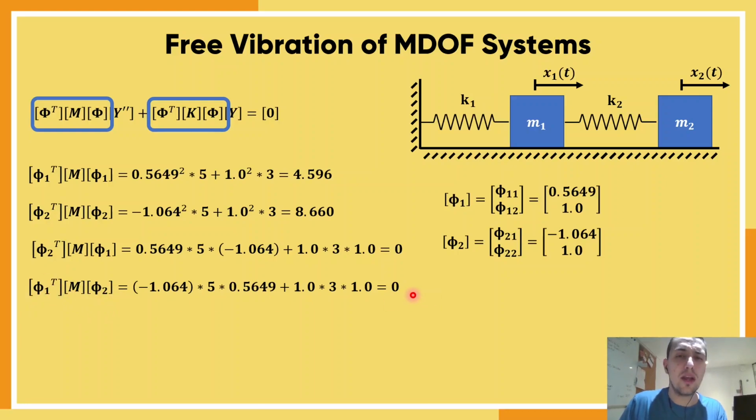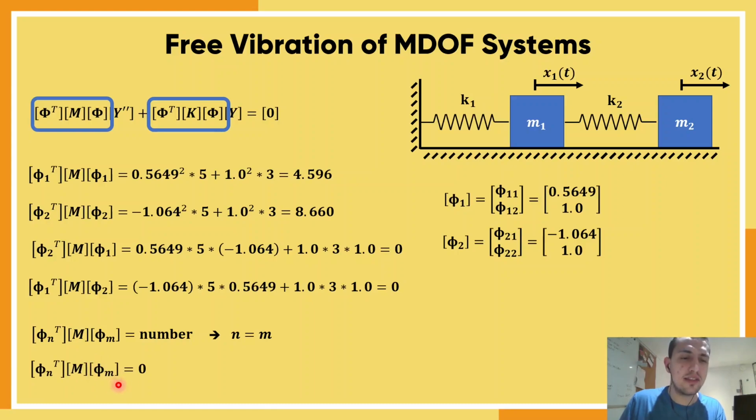So in summary, if we do a mode of vibration times the mass matrix times another mode of vibration, this gives you a number only if the two modes of vibration are the same, only if n and m are the same number. And if they're not the same number, what we get is 0. And that's a very interesting property.